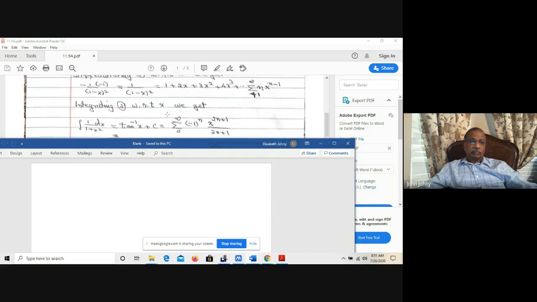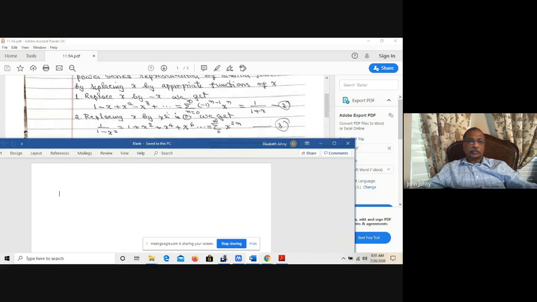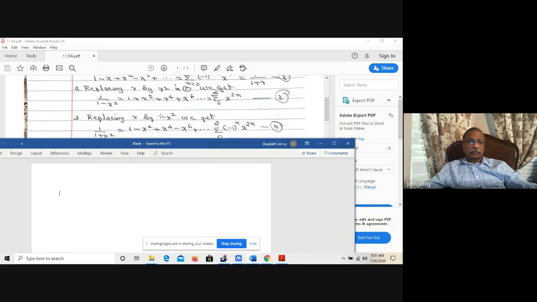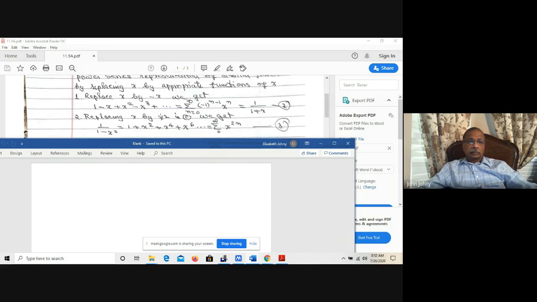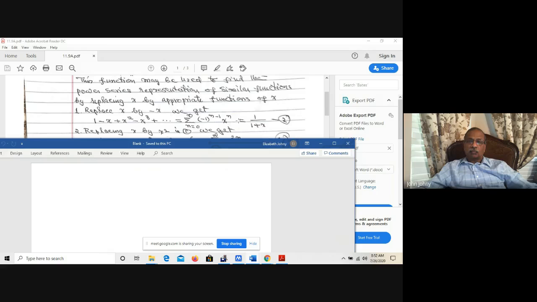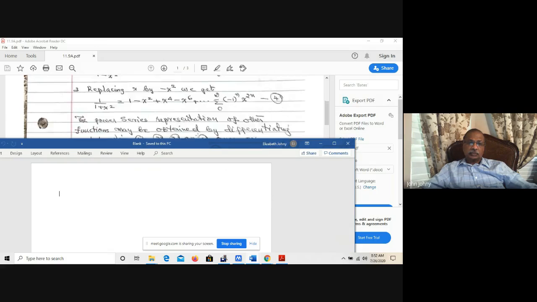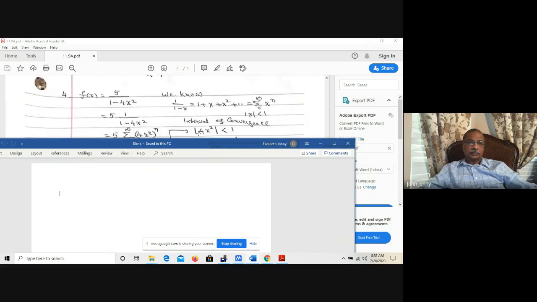Where is result number 2? Result number 2 is here: the sum from 0 to infinity of (-1)^n x^n. So there you replace x by minus 2x over 3.